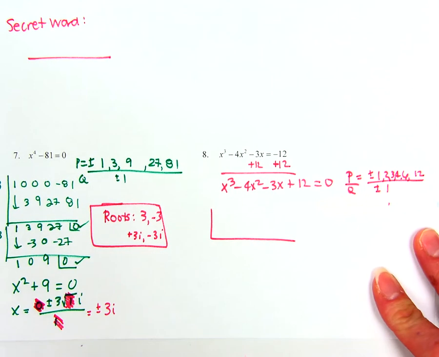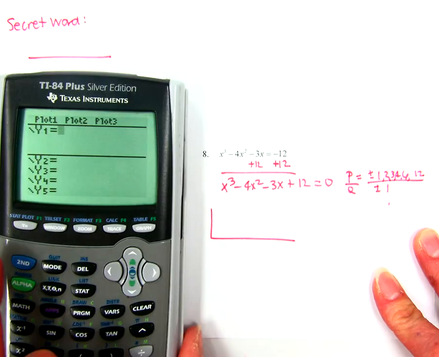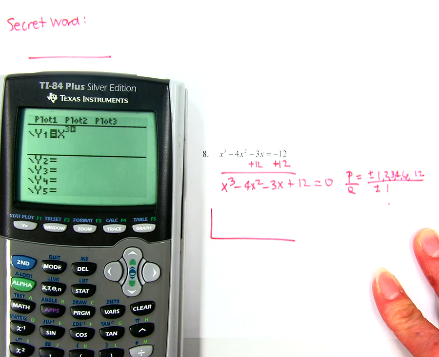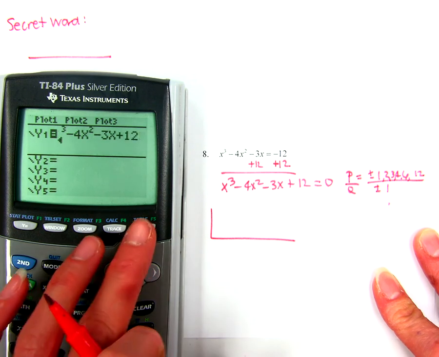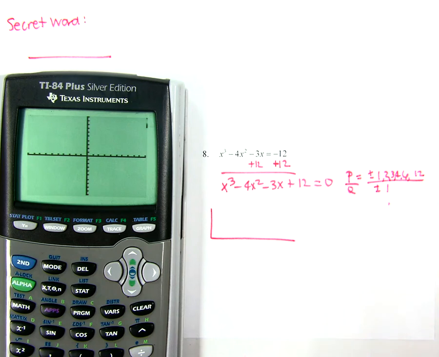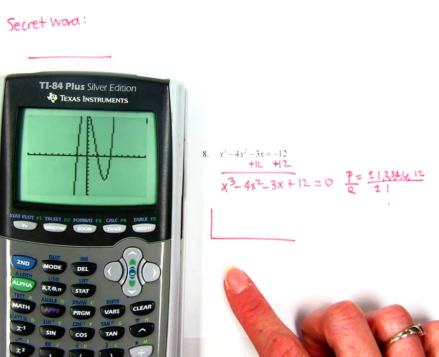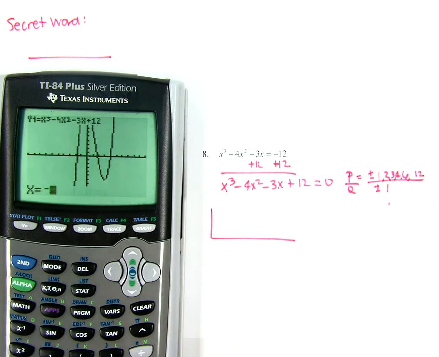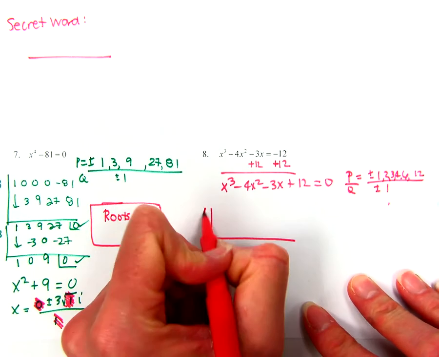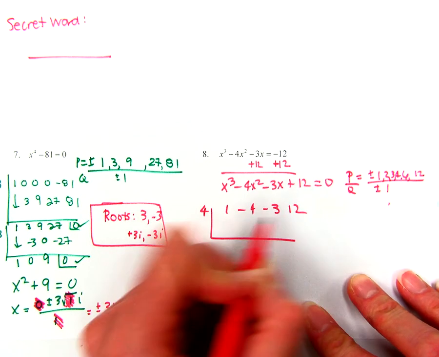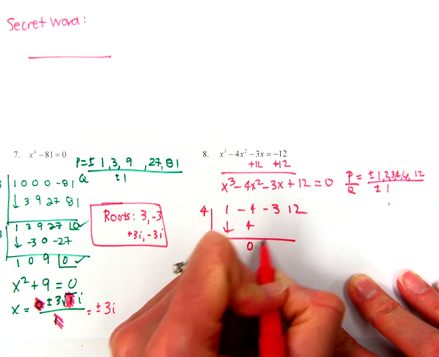All right, so on my graph, I've got x to the third minus 4x squared minus 3x plus 12. All right, so I need to find just one solution, and it looks like, well, it looks like negative 2, but it's not. It's going to be close to that. It looks like positive 2, but it's not, and I think it's positive 4. All right, so positive 4, and then I have 1, negative 4, negative 3, and 12. And I'm just going to do my synthetic division.